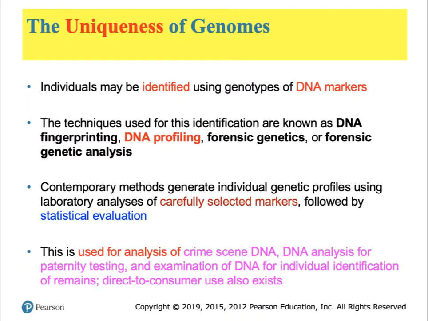Students are expected to perform just very simple arithmetic in order to deduce the probabilities. The authors have divided the chapter into three parts. The first part deals with crime scene DNA. The middle part looks at paternity testing and examination of DNA for individual identification of remains. And the final part of the chapter talks about direct-to-consumer kits available from companies such as 23andMe to identify the risk of either developing a disease or discovering one's ancestry.